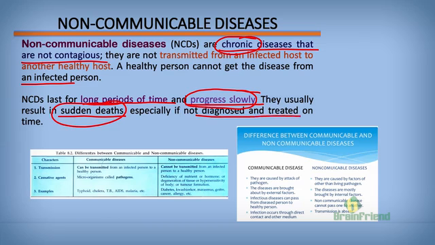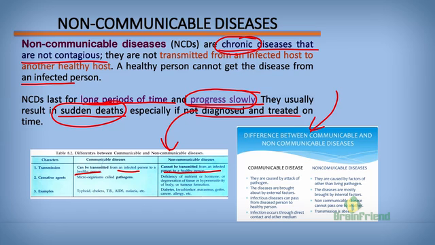So we have tables here showing the difference between communicable diseases and non-communicable diseases. Communicable diseases, in their transmission, can be transmitted from an infected person to a healthy person, while non-communicable diseases cannot be transmitted from an infected person to a healthy person.